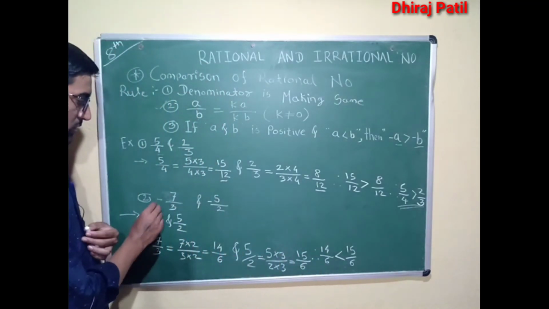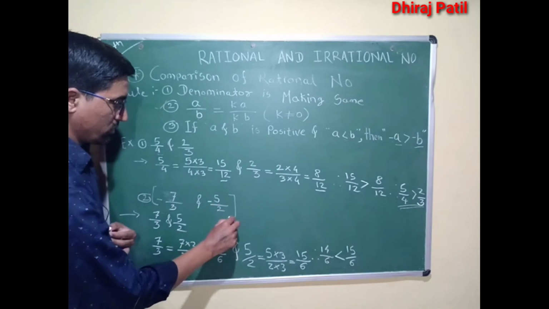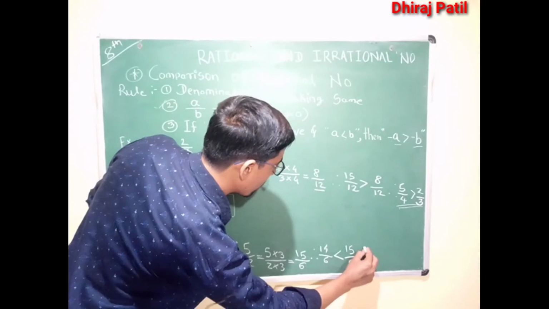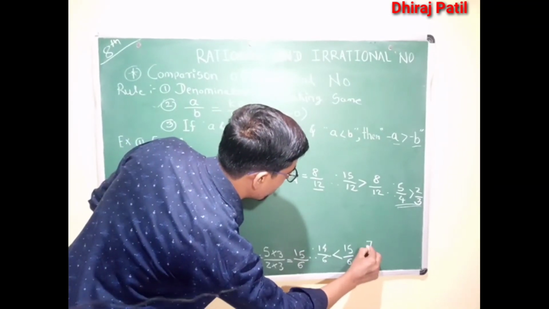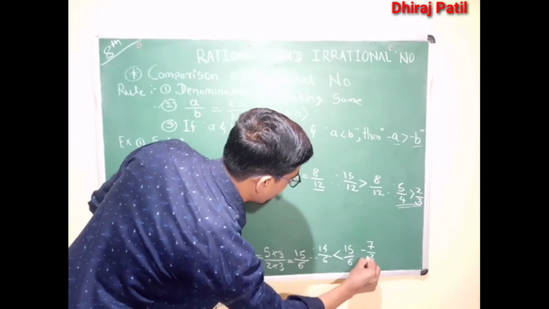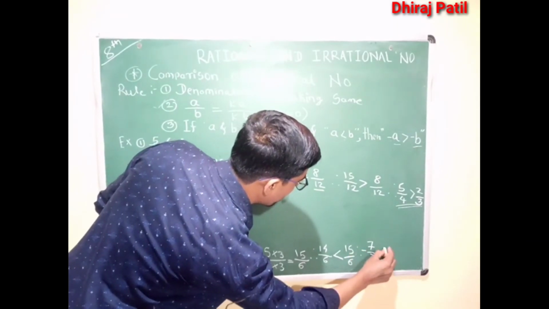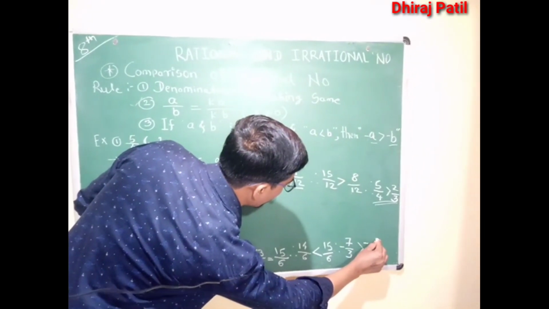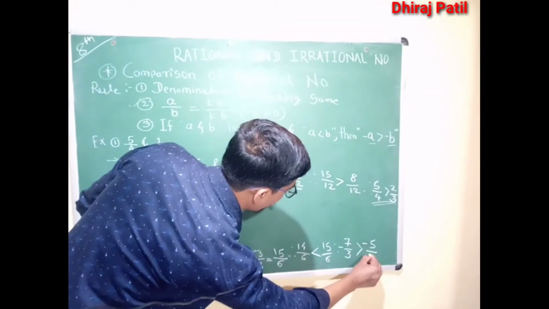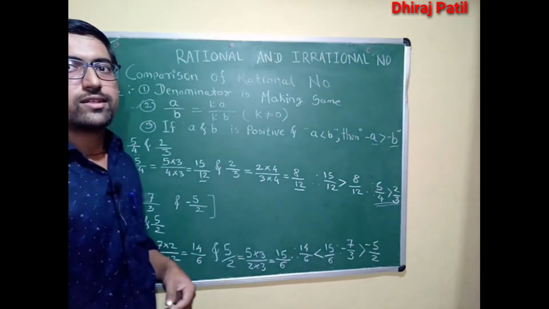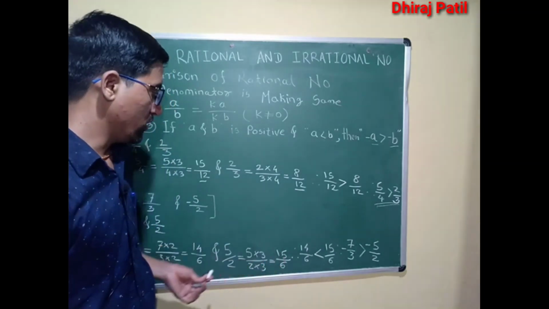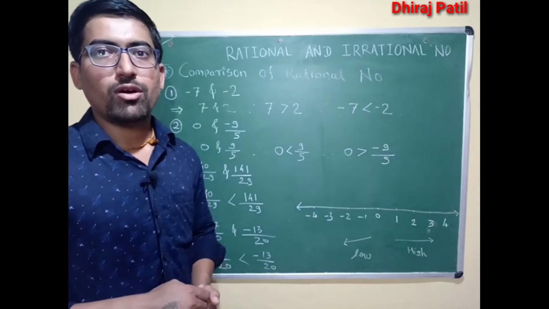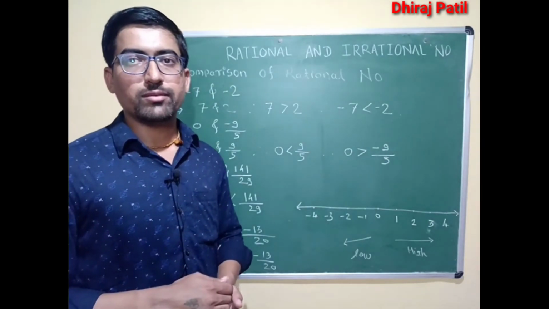And here in the example we have minus signs. So we take care. Minus 7 by 3 is greater than minus 5 by 2. So, friends, this type of example we have to solve to compare rational numbers. We will take some examples on the basis of comparison of rational numbers.